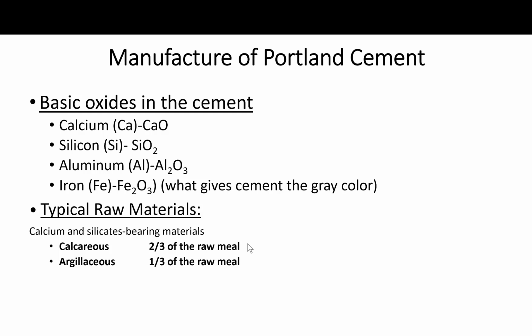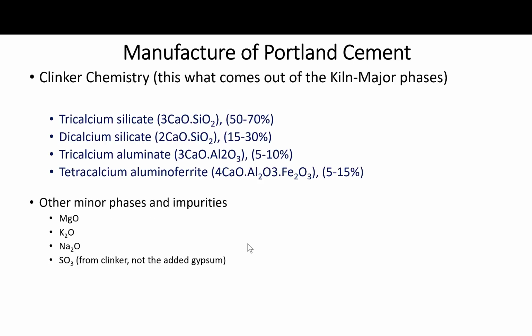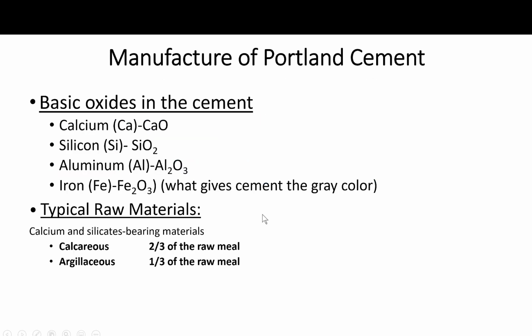In order to form the mentioned phases, the major phases, these here, we need oxides. We need the calcium oxide, the silicon dioxide, the aluminum oxide, and the ferric oxide. The ferric oxide, actually, the iron is what gives the gray color to the cement, so just to note. So, where do these oxides come from?